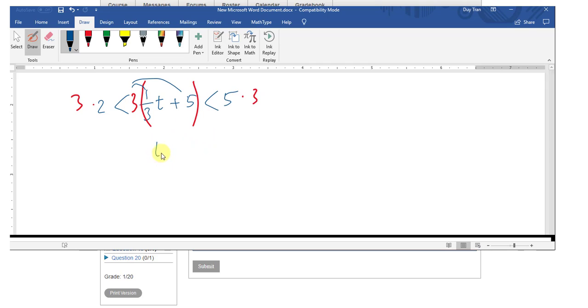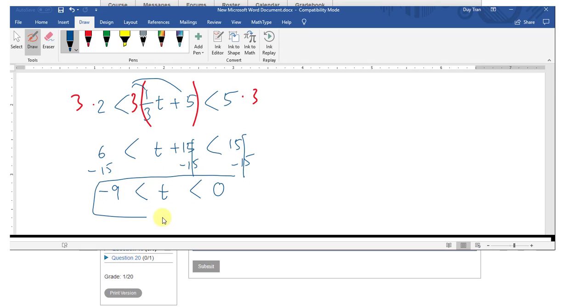3 to the first term, the fraction is gone. You have only t. 3 times 5, that is 15. 5 times 3, 15. 3 times 2, 6. To solve for t, subtract 15 on all 3 sides. It's gone. It's gone. 6 minus 15, that is minus 9. Right? Less than t, and then less than 0. So this is the answer.